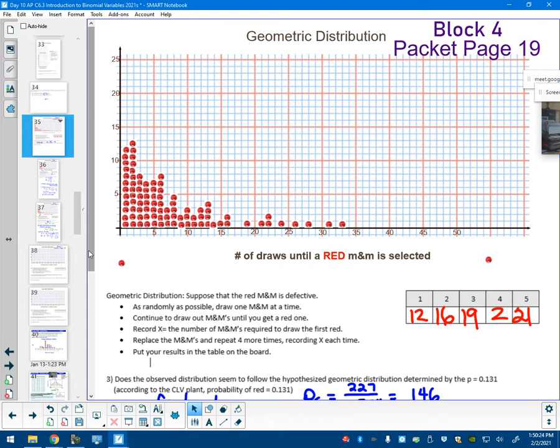7s are at 3. 8s are at 5. 9s are at 2. 10s are at 3. 11s are at 2. 12s are at 3. 13s are at 4. 14s are at 1. 15s are at 1. 16s are at 2, and then we skip to 119, 121, 2 22s, a 24, a 26, a 28, a 31, and a 33.